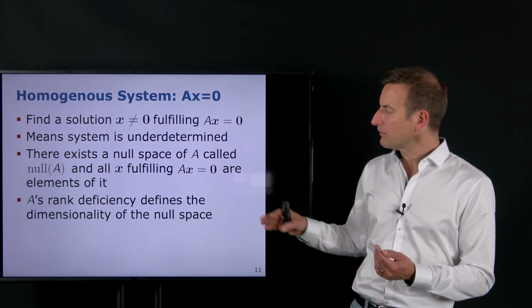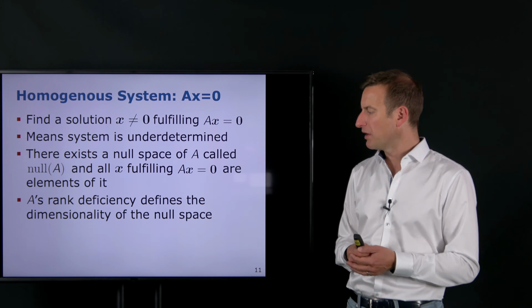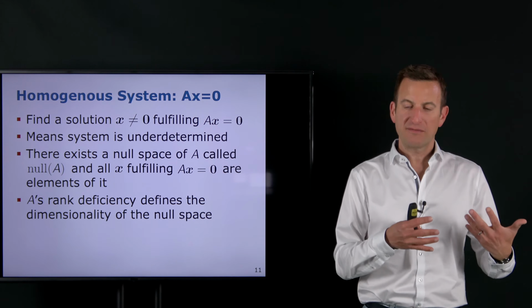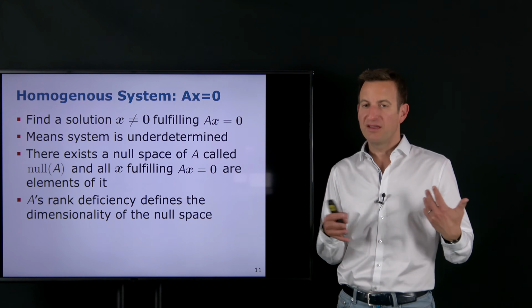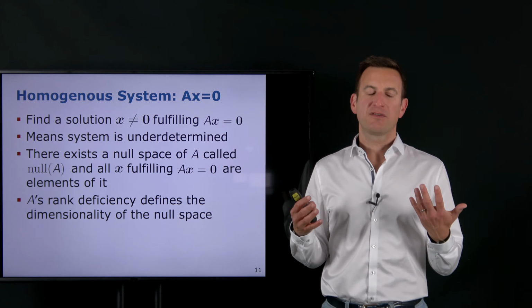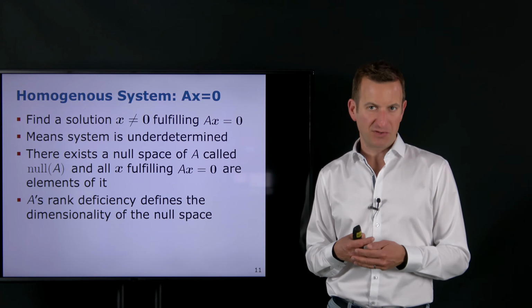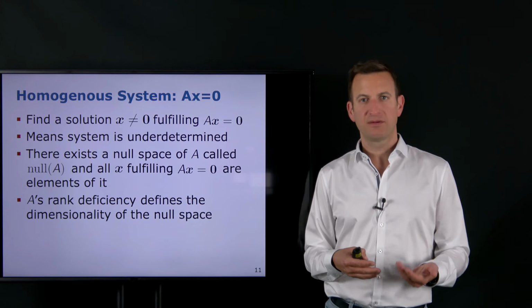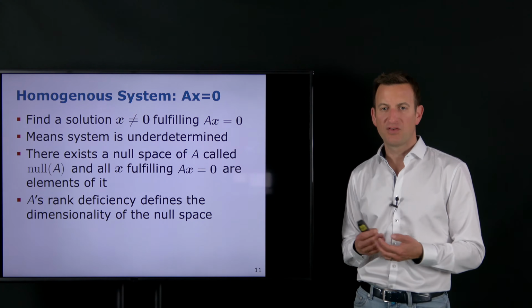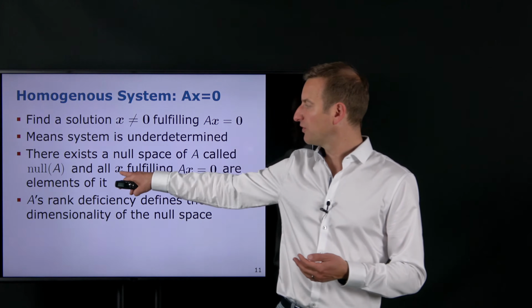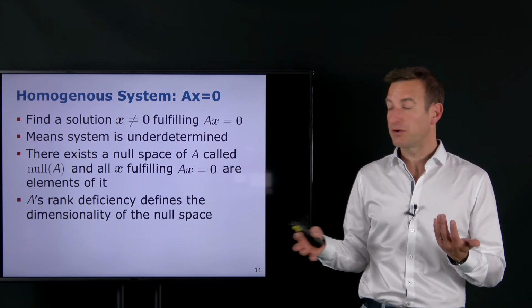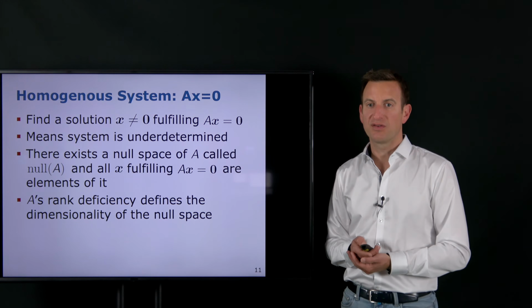So what we have here is that this matrix A has a so-called rank deficiency, a reduced rank, and the amount of the rank deficiency, so how far the rank of A is away from a full rank matrix, is the dimensionality of this null space. So if you, for example, have a 5 by 5 matrix A, and it has rank 3, then we have 5 minus 3 equals 2, so the null space would be a 2-dimensional space containing all those vectors that lead to Ax equals 0, and of course also all linear combinations of those vectors as well.